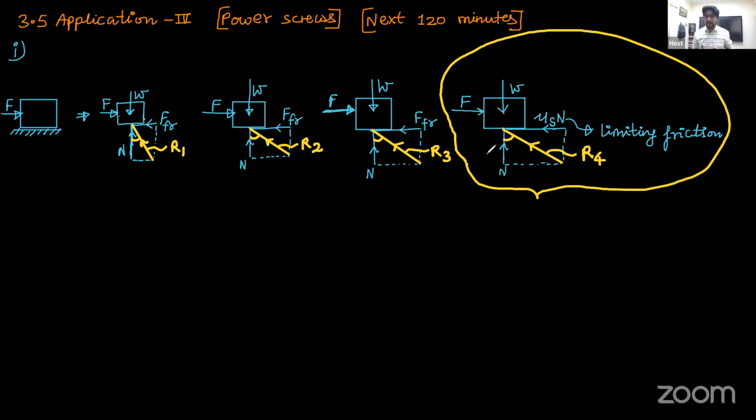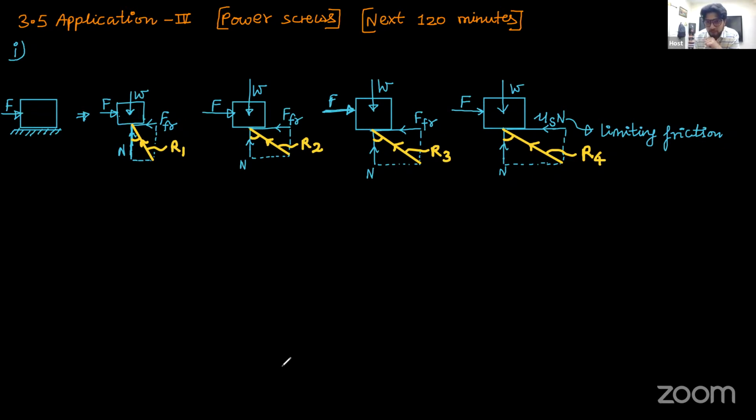Sudhir Babu has answered that the angle is increasing. Exactly. So the angle of the resultant reaction is increasing. This angle phi here is going to give you an idea of how much friction is present.